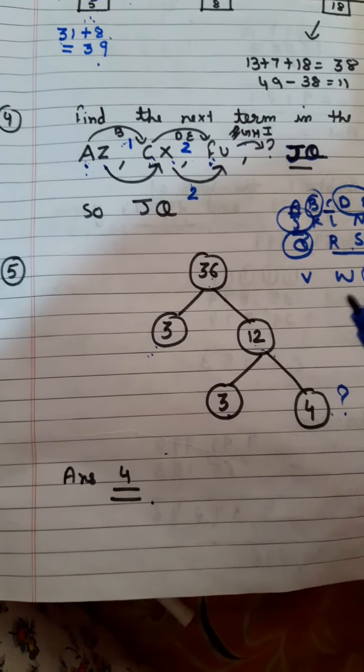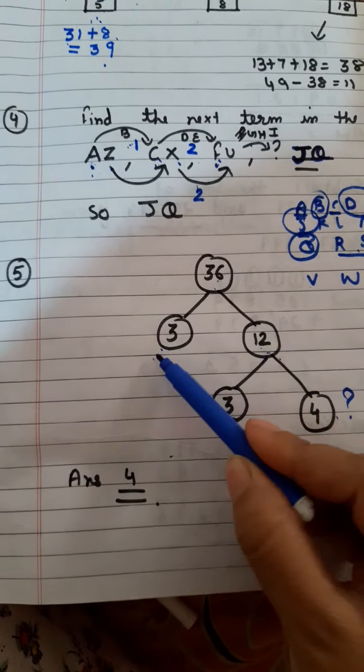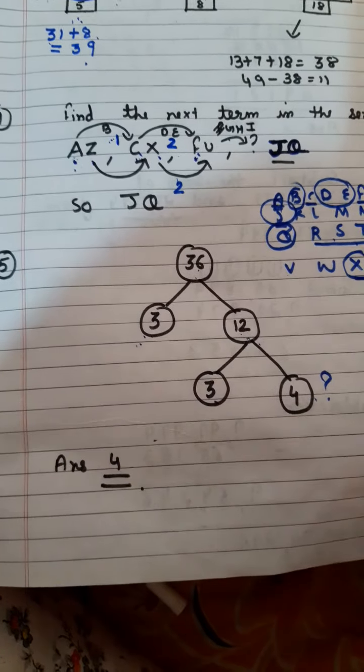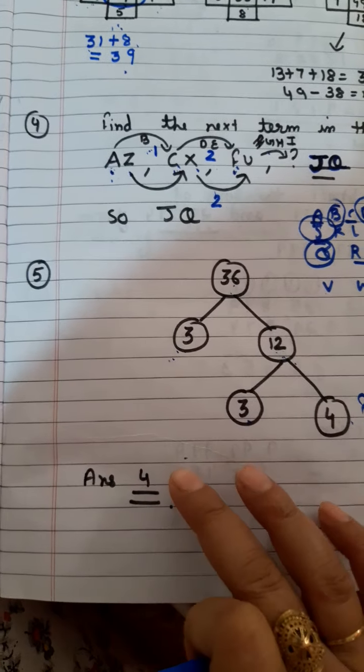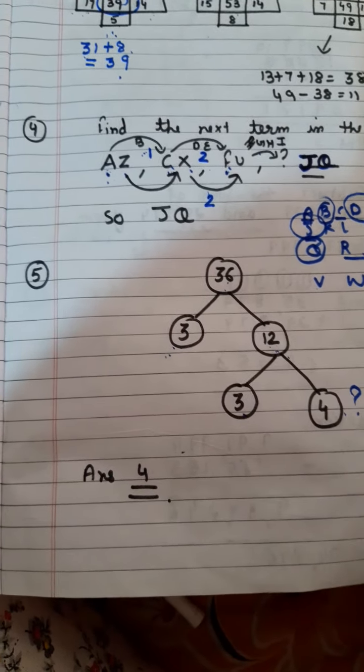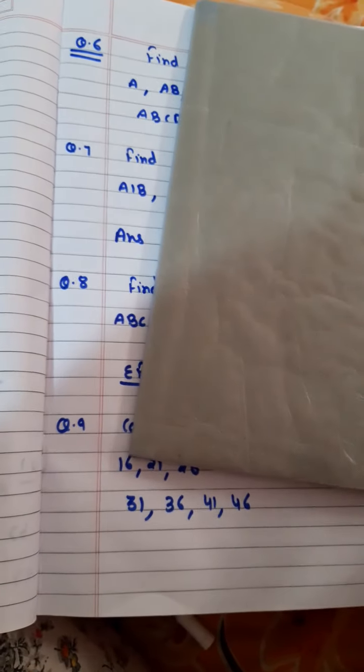Start from the bottom end. 4 3s are 12 and 12 3s are 36. It means my answer is correct. That is, my answer is 4. Clear? Now move towards your next question. That is your question number 6.